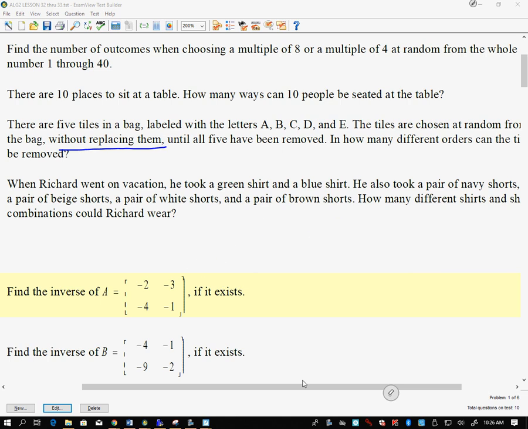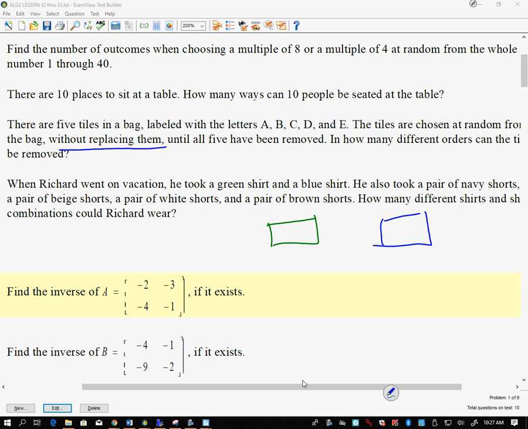All right, when Richard went on vacation, he took a green shirt, a blue shirt. He also took a pair of navy shorts, a pair of beige shorts, a pair of white shorts, a pair of brown shorts. How many different shirts and shorts combinations could he wear? This is where we're actually going to use what you see as example number 1. All right, he took a green shirt and a blue shirt. So what we're going to do is we're going to take, here's his green shirt, here's his blue shirt, okay?